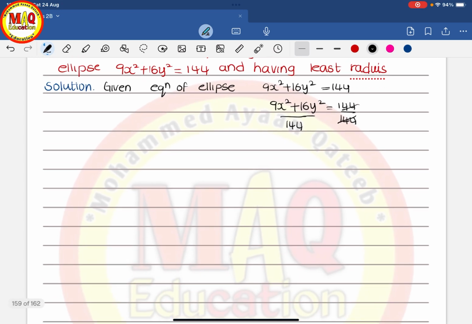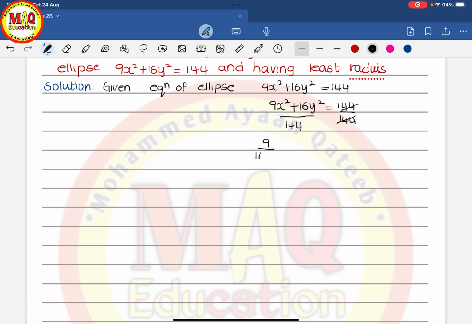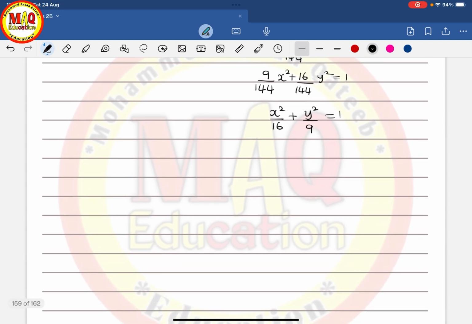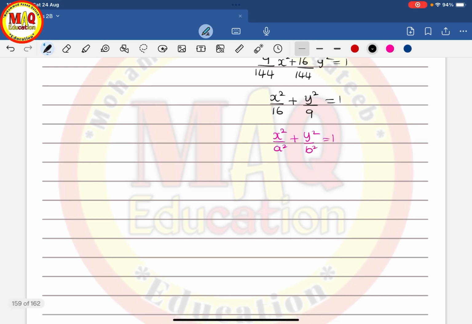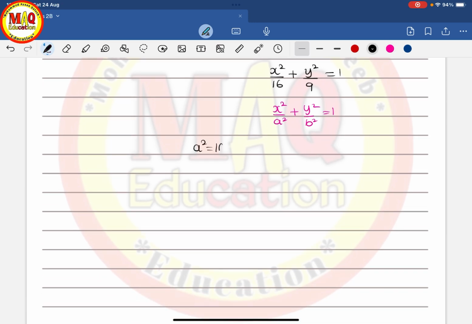Here 144 by 144 gets cancelled. This implies 9 by 144 x squared plus 16 by 144 y squared equal to 1. So x squared by 16... x squared by 9, 16 gets cancelled, and y squared by 16, 9 gets cancelled, equal to 1. Here we can see it is of the form x squared by a squared plus y squared by b squared equal to 1. Here a squared equal to 16, b squared equal to 9, a value equal to 4, b value equal to 3.